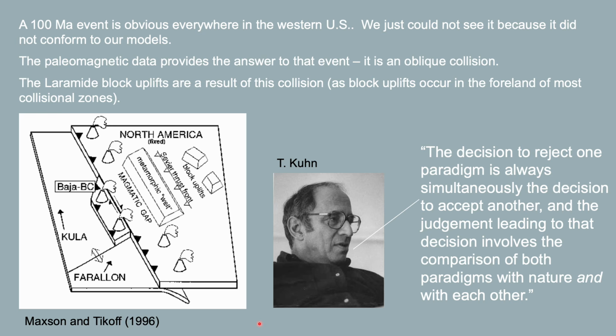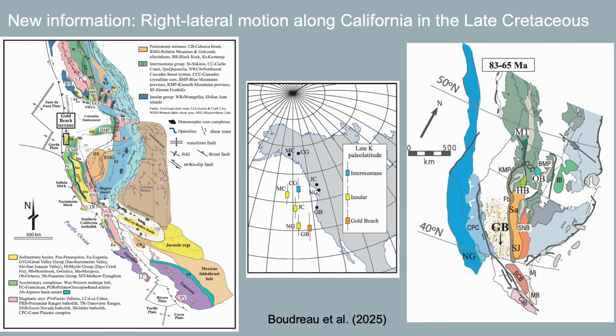2023 paper is also making a similar point, which is from Thomas Kuhn, who wrote The Structure of Scientific Revolutions. And he said the decision to reject one paradigm is always simultaneously the decision to accept another, and that the judgment leading to that decision involves comparison of both paradigms with nature and with each other. So what he's saying is scientists won't basically say something's wrong, but we don't know what's right. They basically require a different model to look at it. So the hit and run model is useful in this way. It's another way to explain the data, and it does a much better job of explaining some of the data.